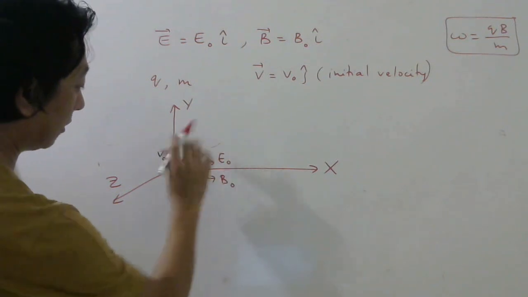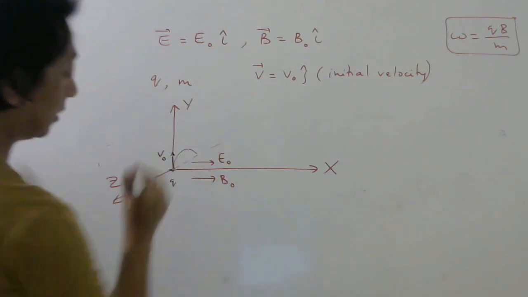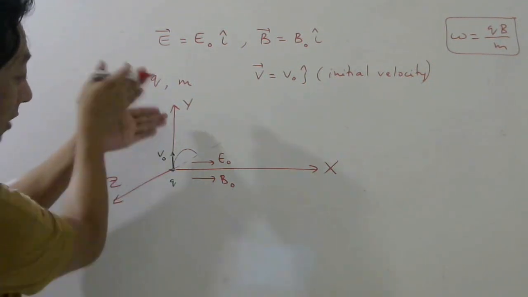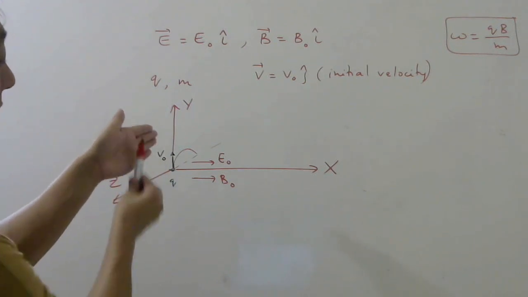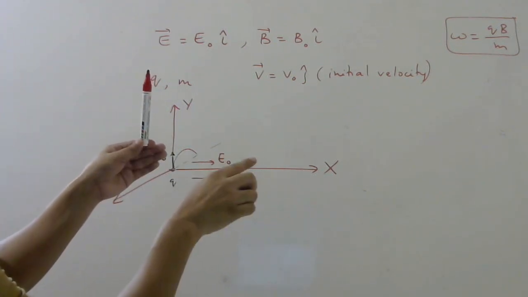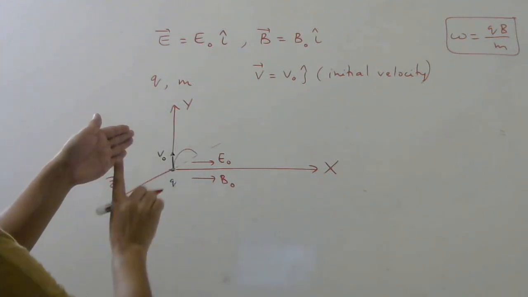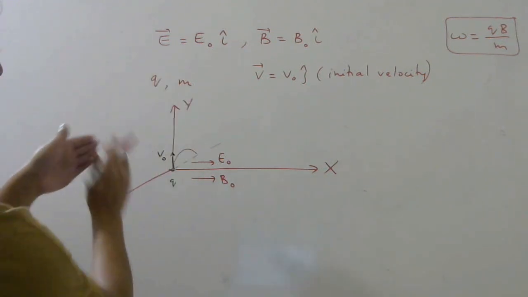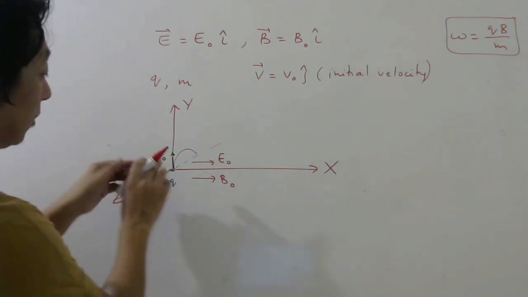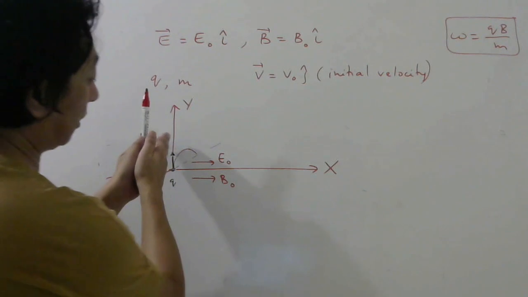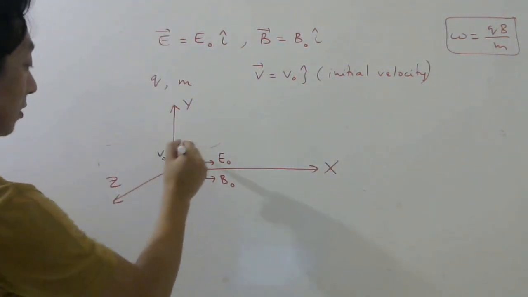If the electric field was not there, it would have gone in this circle like this, in the yz plane. So if this is your yz plane, the particle is going like this, the magnetic field is here, so the V cross B force will be there. Because the force is there, it will go in this circle in the yz plane. But there is an electric field also, so it will try to go in a circle, but it will accelerate this way also. So it will go something like this.